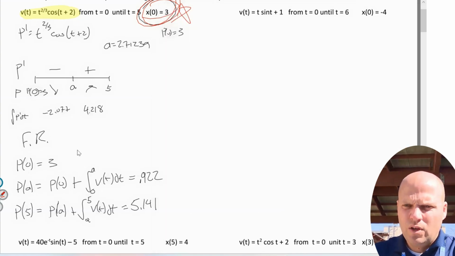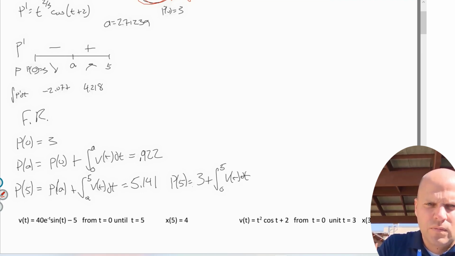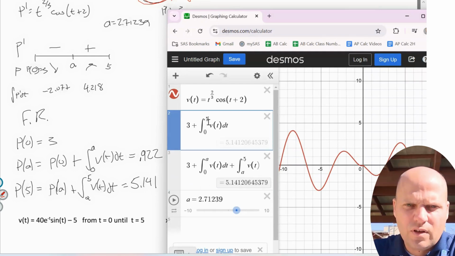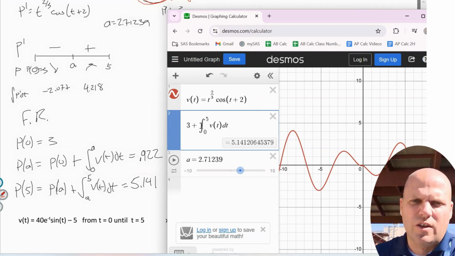Cool. You could have also done your position at time 5 is equal to your starting position of 3, and then add your displacement over your entire interval. So I could have done this 3 plus 0 to 5, and I would have also had that. Maybe that's going to be the easiest way to do it if we don't want to change our intervals too much.